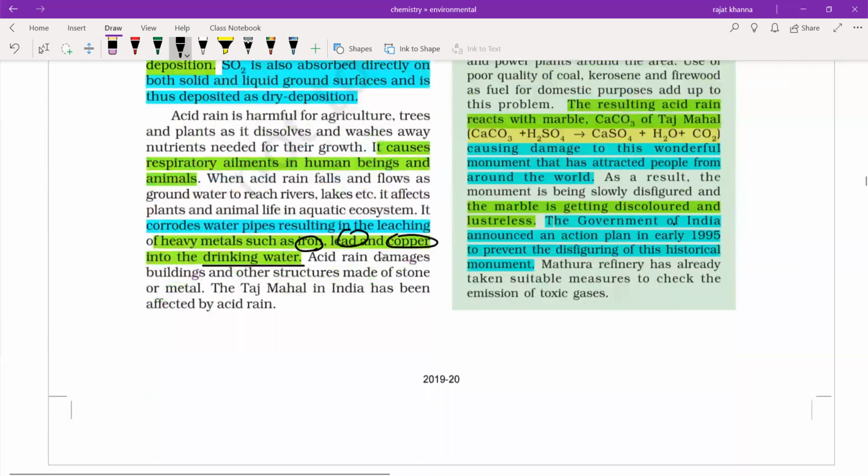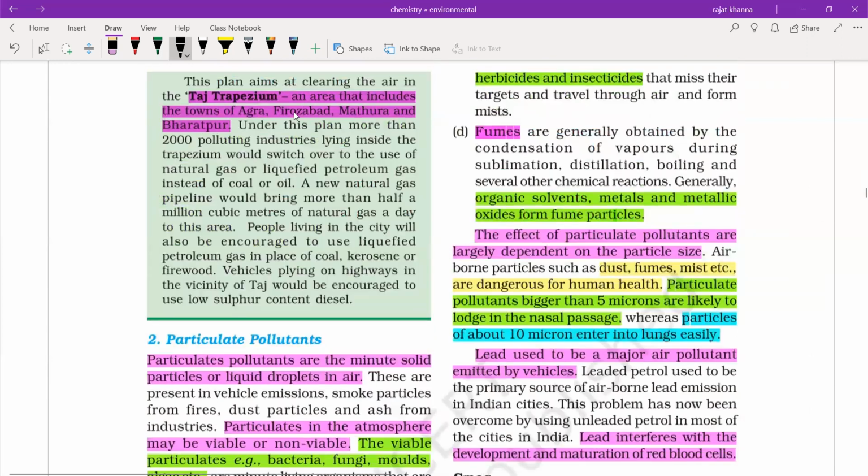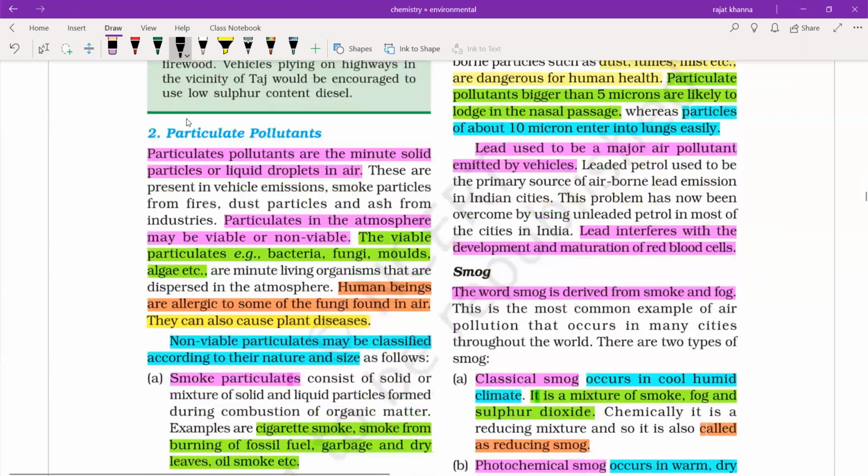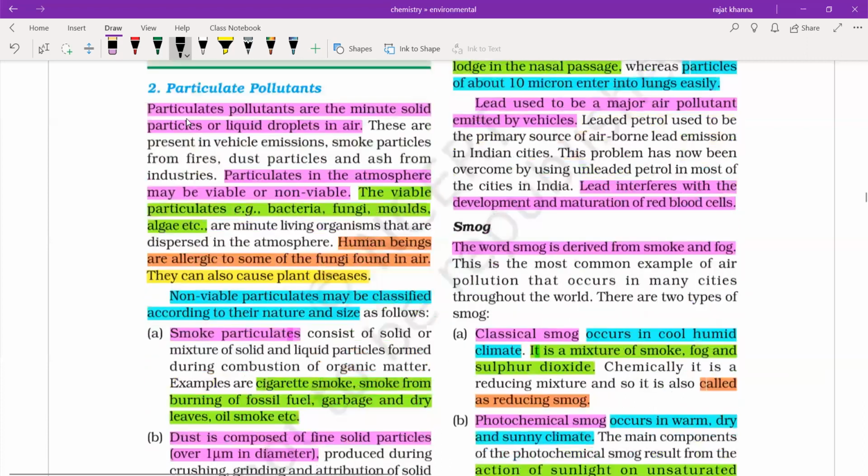Now, the resulting acid rain reacts with the marble, calcium carbonate, of the Taj Mahal. Calcium carbonate plus sulfuric acid forms calcium sulfate, water, and CO2, causing damage to the wonderful monument that has attracted people around the world. The marble is getting discolored and lusterless. The government of India announced an action plan in early 1995 to prevent disfiguring of this historical monument. Now, the Taj Trapezium, an area that includes the towns of Agra, Firozabad, Mathura, and Bharatpur, has also used some plans to reduce the pollution.